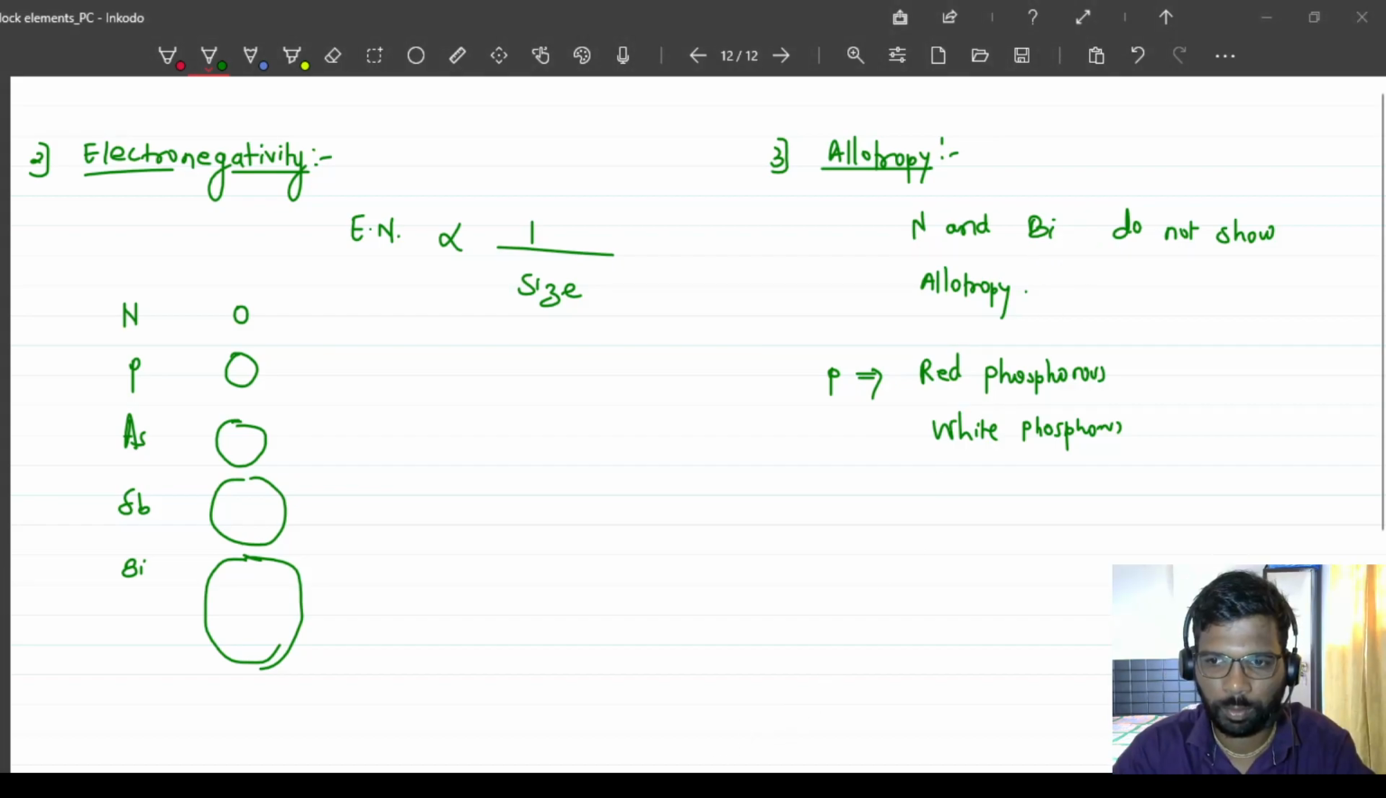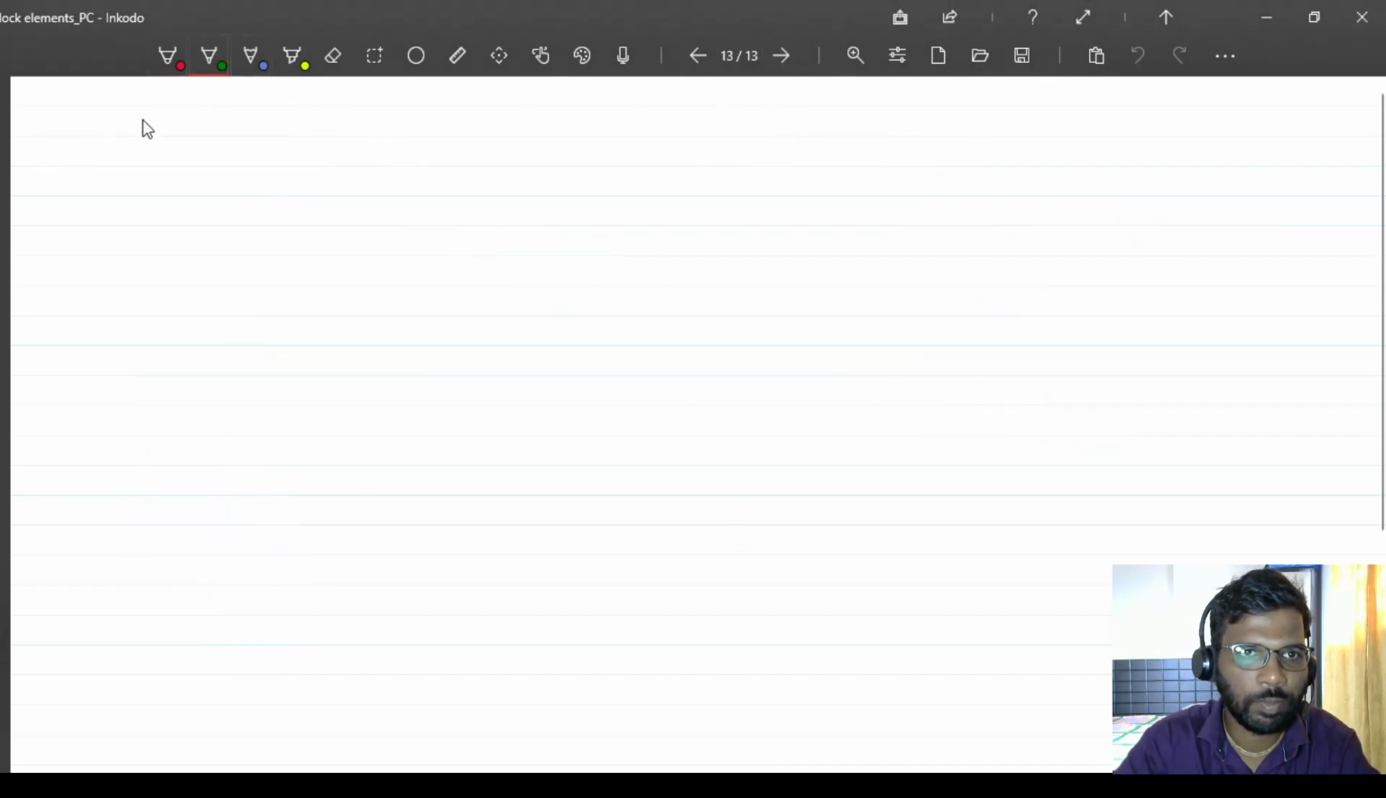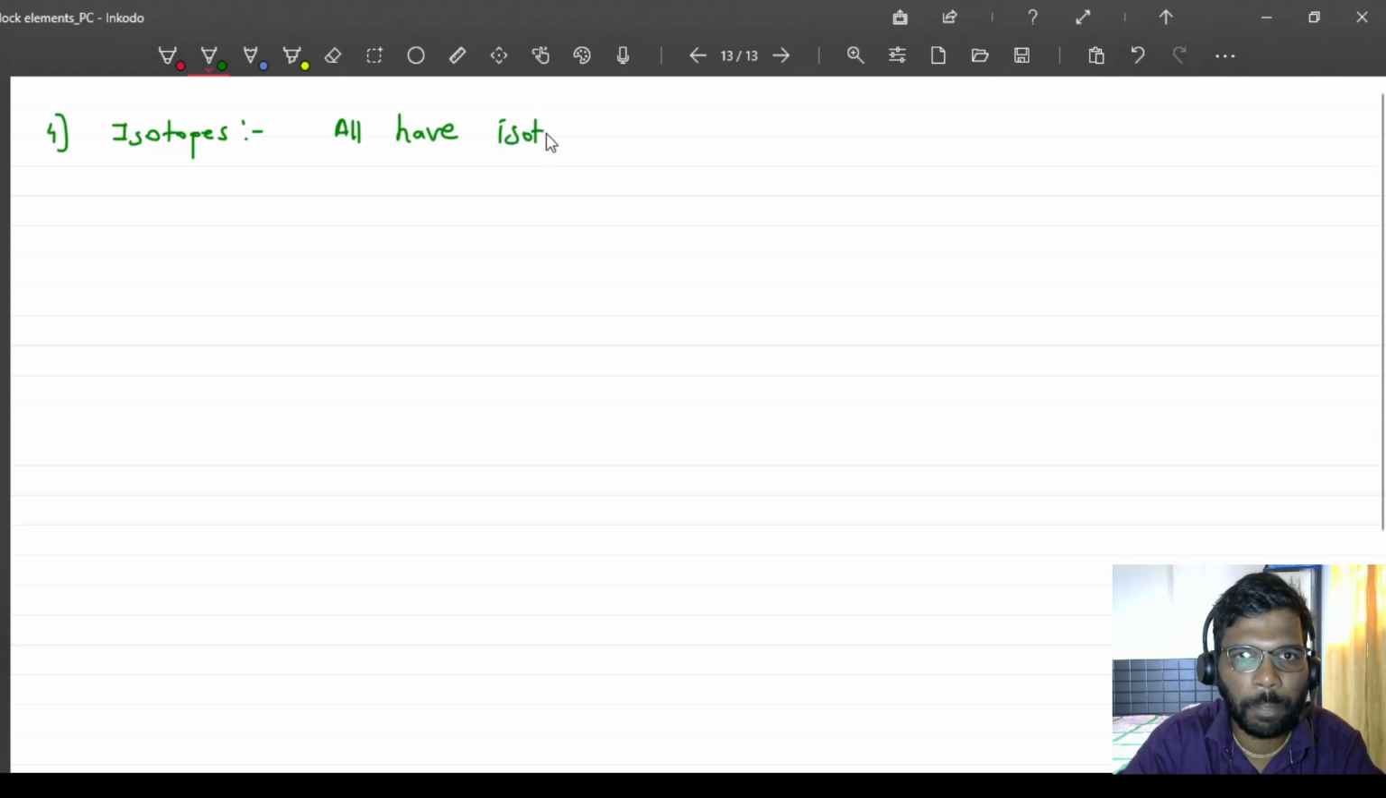Property number 4, that is isotopes. We know what isotopes are: having the same atomic number but different mass number. All these elements have isotopes.